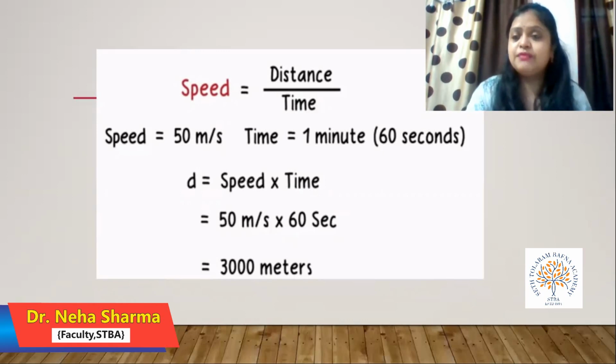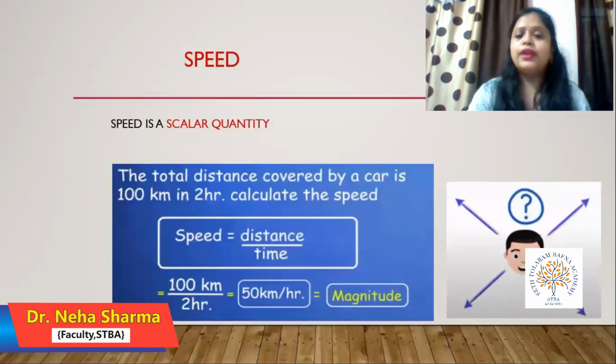Speed is 50 meter per second and time is 1 minute. We have to convert that 1 minute into seconds because the units should be the same. So 50 meter per second multiplied by 60 seconds is 3000 meter. One more example to calculate speed: suppose the total distance covered by a car is 100 kilometer in 2 hours. You can easily calculate the speed: distance by time, 100 by 2, that is 50 kilometer per hour.